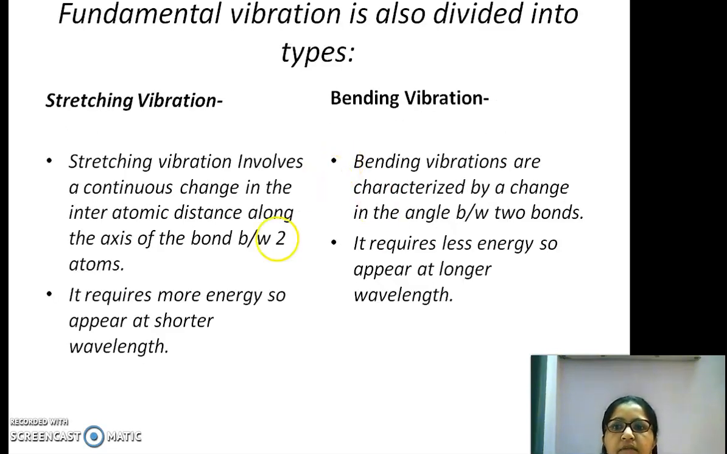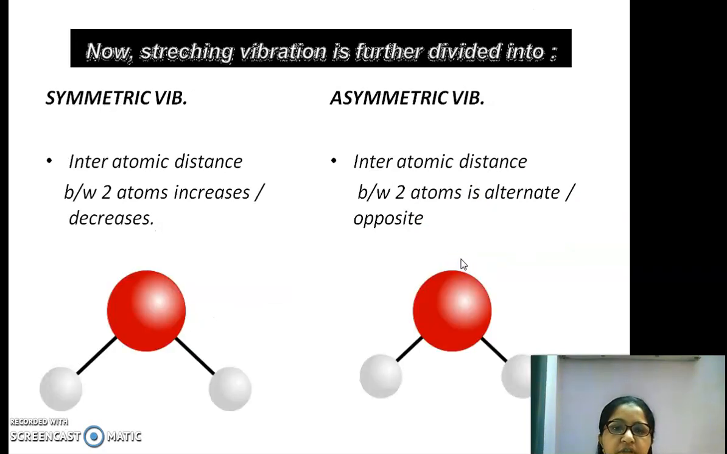Now, fundamental vibrations can be of two types. We have told you: stretching vibration and bending vibration. What is stretching vibration? Stretching vibration involves a continuous change of interatomic distance along the axis of the bond between two atoms. Okay, so we will see stretching vibration is always of more energy than bending vibration. And bending vibrations are characterized by a change in angle. Whenever there is a change in angle between two bonds, okay, there should be two bonds, it is called bending vibration. So let us see this.